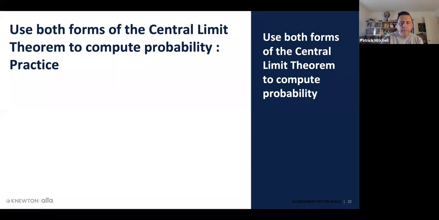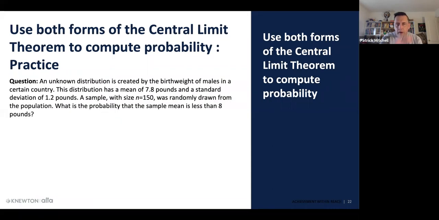Okay. All right, so here's another example, very similar. This is one that you could pause the video and try first. An unknown distribution is created by the birth weight of males in a certain country. This distribution has a mean of 7.8 pounds and a standard deviation of 1.2 pounds. A sample with size 150 was randomly drawn from the population. What is the probability that that sample mean is less than 8 pounds?